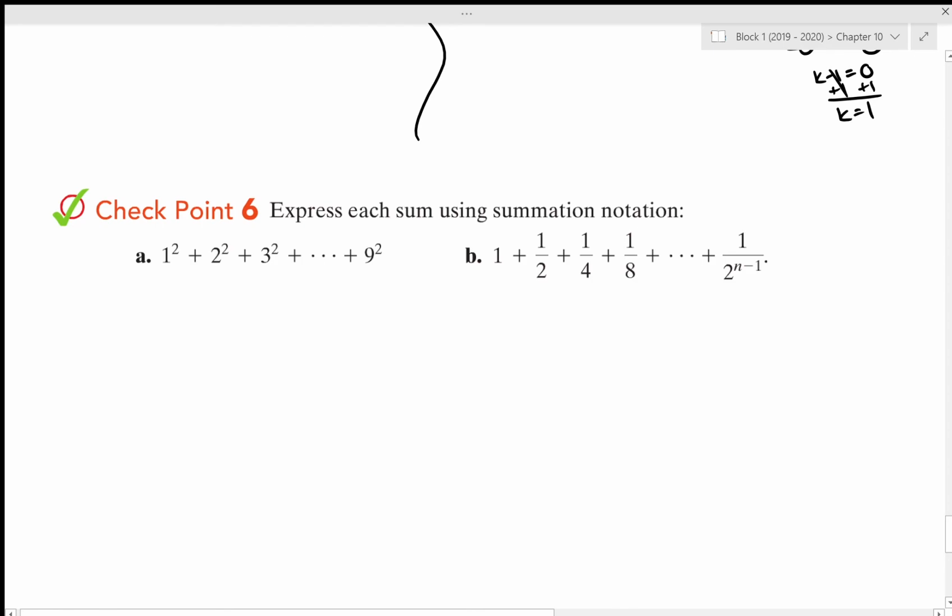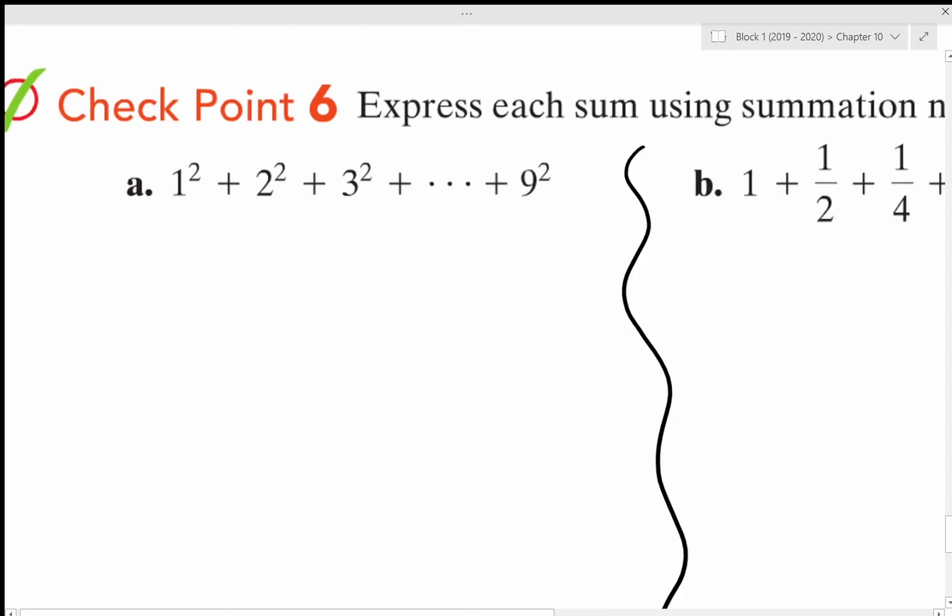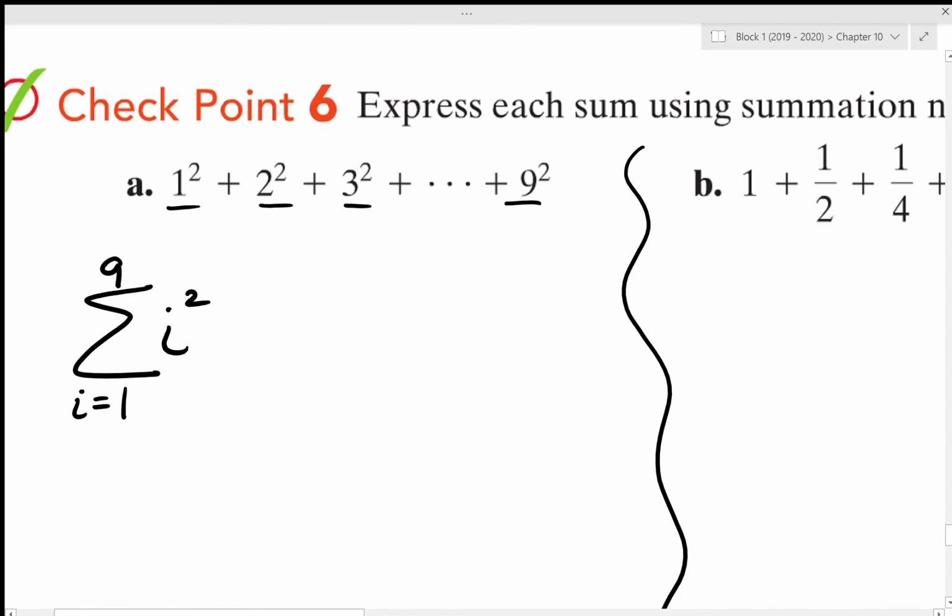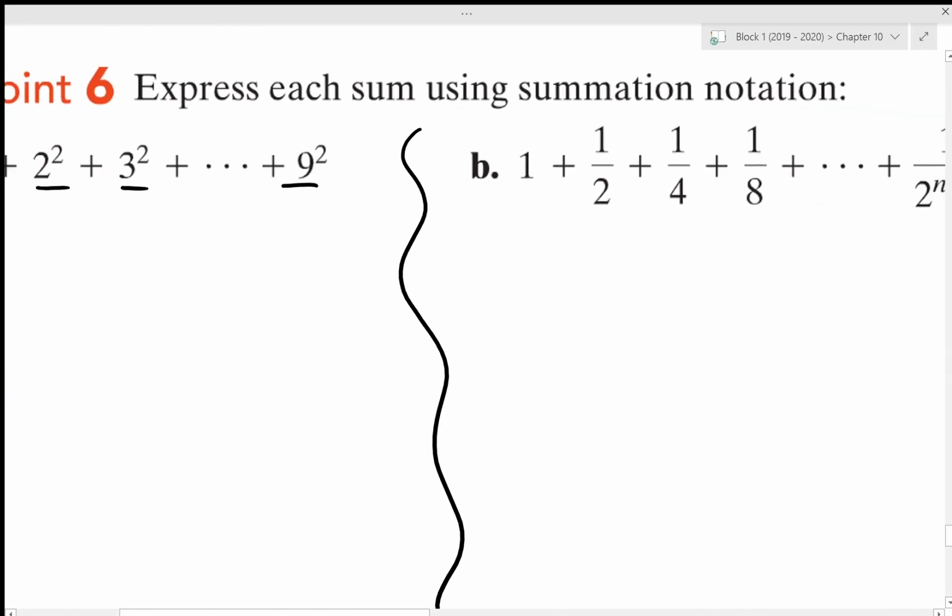All right, so find each sum using summation notation. So we should have for A, the whole pattern is just every consecutive number up to 9 being squared. So I squared or K squared, doesn't matter. So my starting one is going to be 1 because it has to be 1 squared. And then my upper one, I end at 9, right? 9 squared. That's my answer.